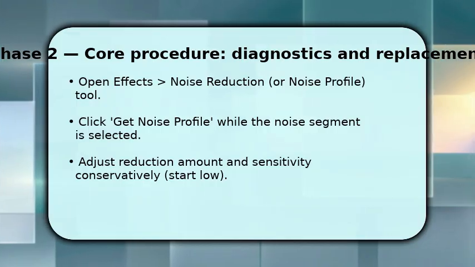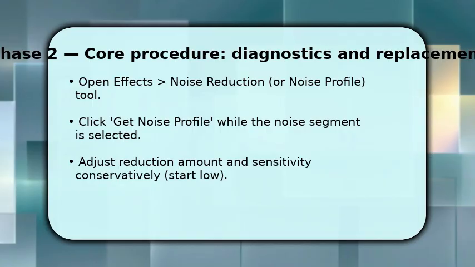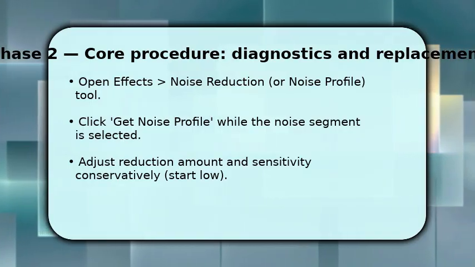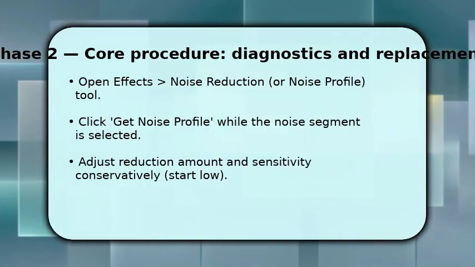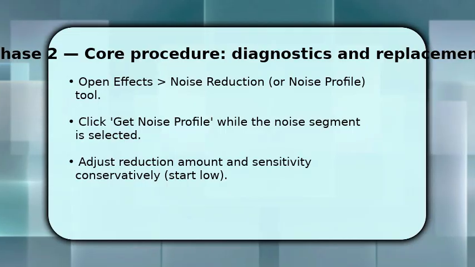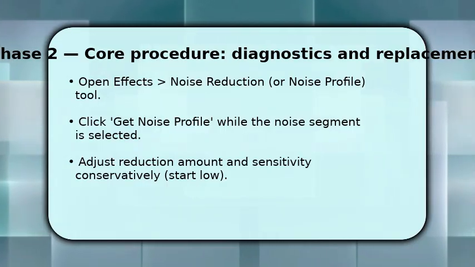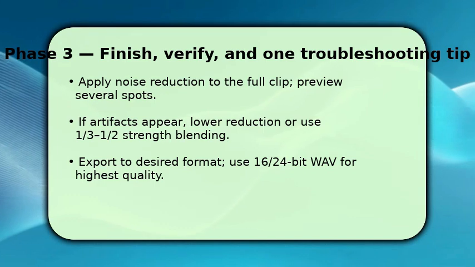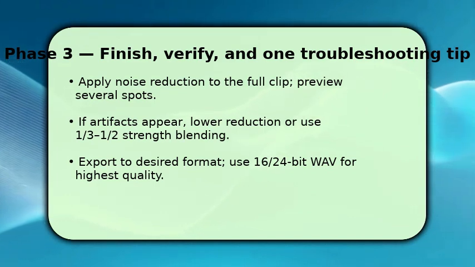Now adjust reduction amount and sensitivity. Start with light settings to avoid artifacts because aggressive reduction chews up voice quality. Preview short sections and iterate. Gradual changes preserve natural tone while cutting noise. Apply the learned profile to the entire recording and listen through multiple places to verify results.